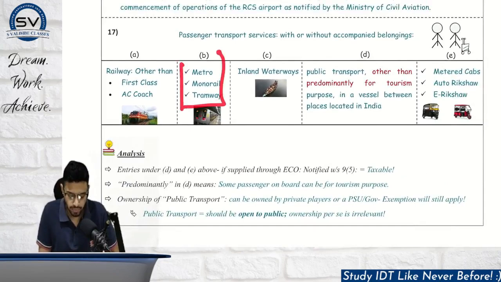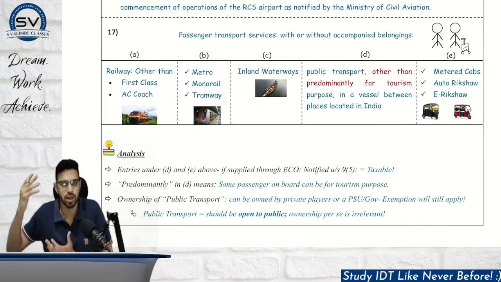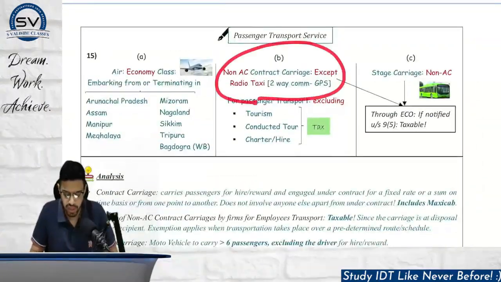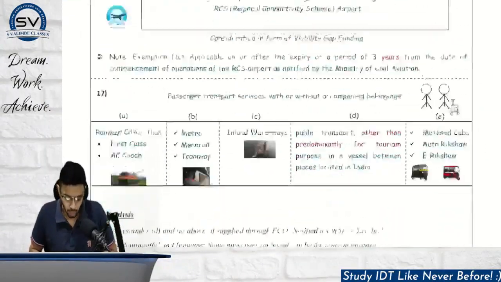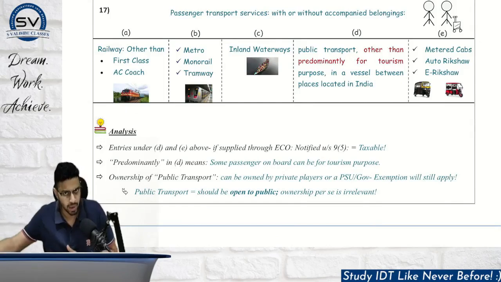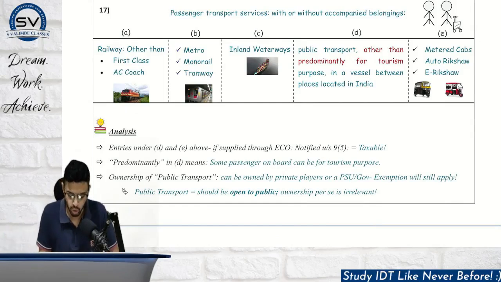Point to be noted here, AC is possible. Delhi metro has air conditioning, right? So they may try to confuse you that Delhi metro has AC. Don't confuse AC with this particular point, because that we talked about in stage carriage and contract carriage. Obviously these are air conditioned but still the exemption applies. Inland waterways. Inland waterways means from one place in India to another place in India. Example, Mumbai to Kochi.